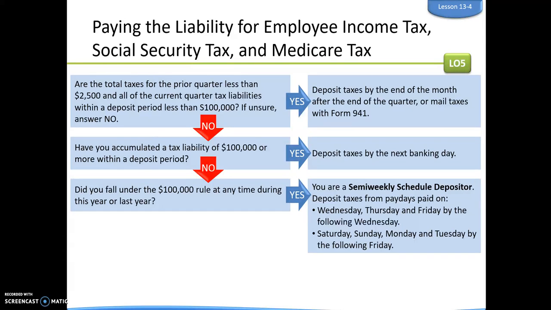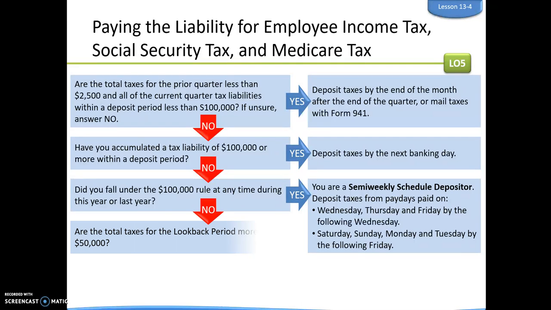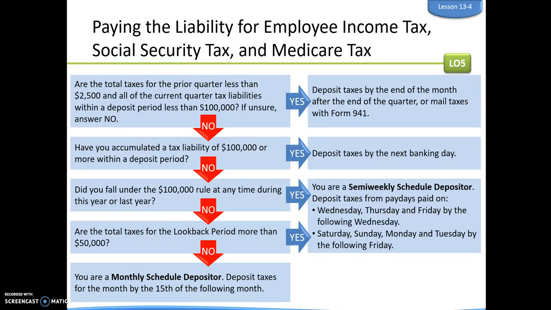Deposit taxes from paydays paid on Wednesday, Thursday, and Friday by the following Wednesday, and Saturday, Sunday, Monday, and Tuesday by the following Friday. If no, are the total taxes for the look-back period more than $50,000? If yes, you are a semi-weekly scheduled depositor. If no, you are a monthly scheduled depositor. You deposit taxes for the month by the 15th of the following month.